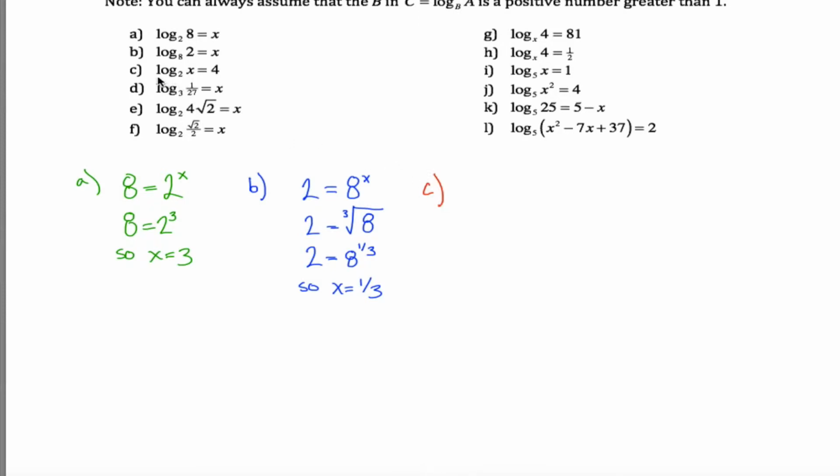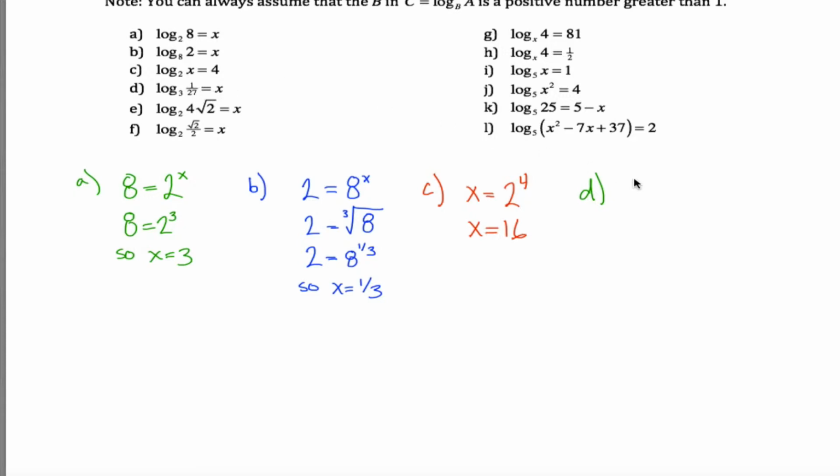C. For part C, I got that the log base 2 of x equals 4. Okay. So again, just kind of following the same format I did. This is saying that 2 to the 4th power is equal to x. 2 to the 4th power is equal to 16, so I guess x is equal to 16. D, moving right along. Log base 3 of 1/27 equals x.